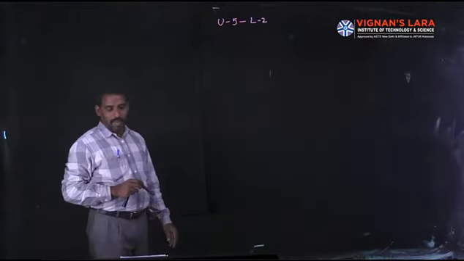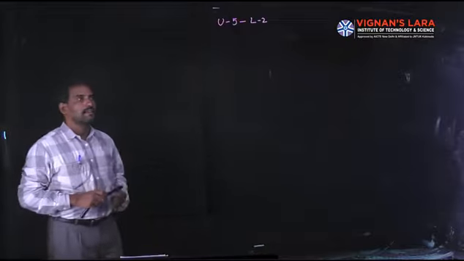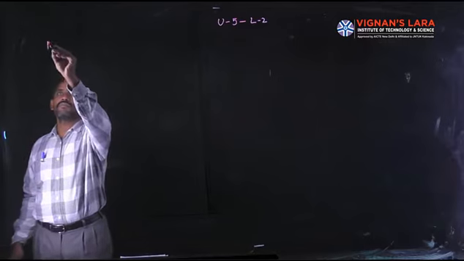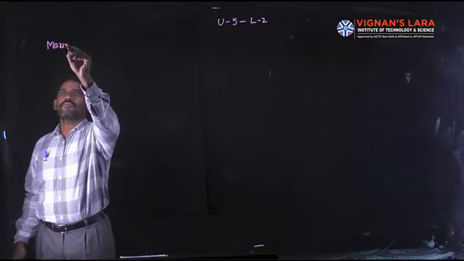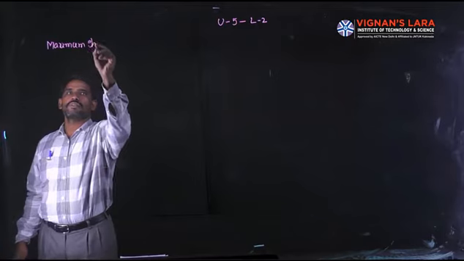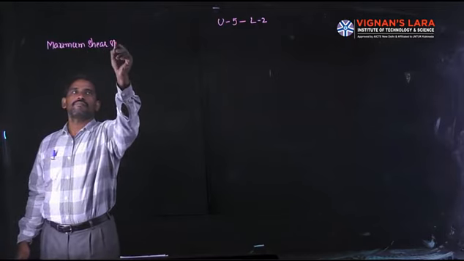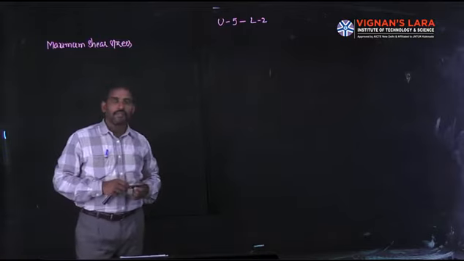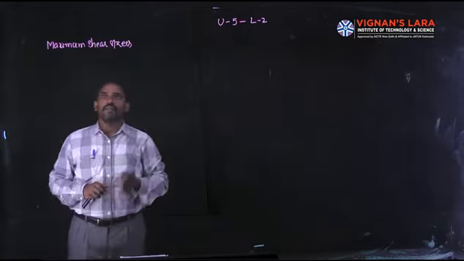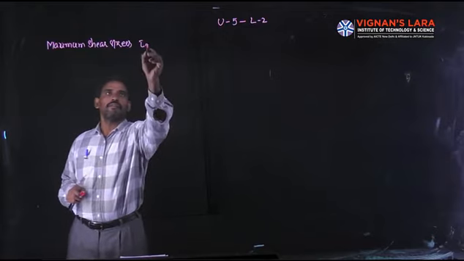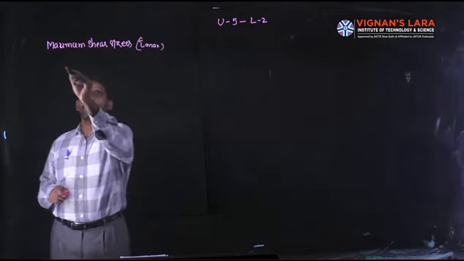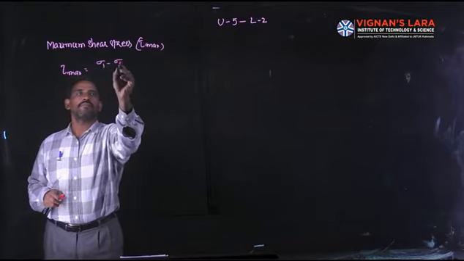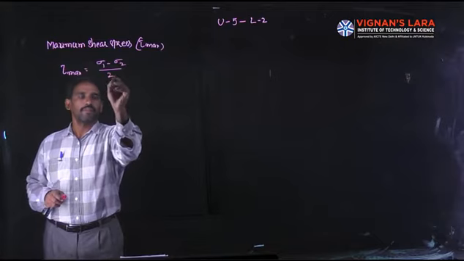Now let us see the maximum shear stress and the strains with some examples. What about the maximum shear stress? Simply, the maximum shear stress is represented by tau maximum, which is equal to (sigma 1 minus sigma 2) by 2.